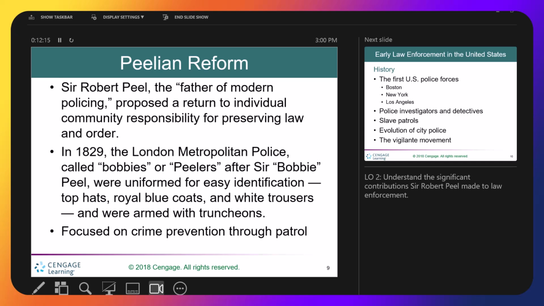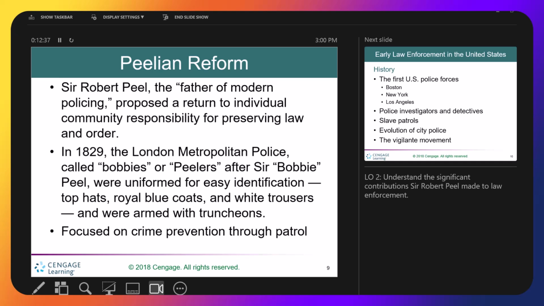They went from being red to blue. Red looked too much like the military, the redcoats. So they wanted to make it easier, and they wanted to be accepted by people. Basically, we have to police the people, but we have to have their respect to do it. So they changed that.